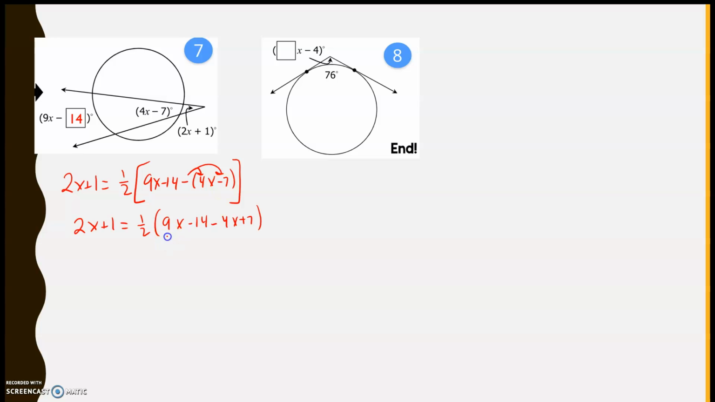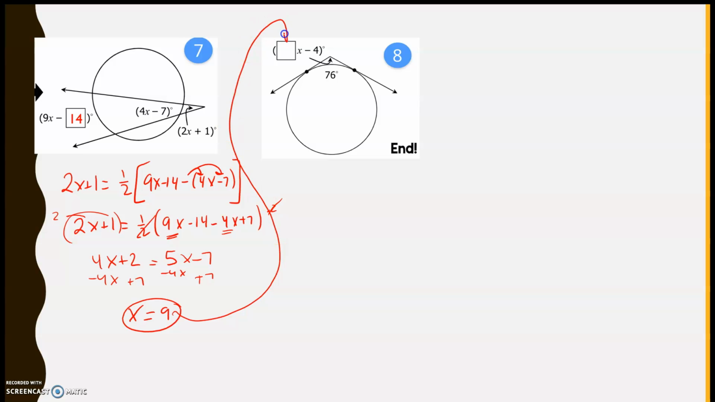And here, combining like terms, 9x minus 4x is going to give me 5x, and negative 14 and positive 7 is negative 7. I'm going to multiply this side here by 2 to get rid of this half, and so I have to multiply this side by 2. So I'm going to get this side to be 4x plus 2 once I distribute here. I'm going to subtract 4x from both sides, and add 7 to both sides. So I get x is equal to 9. That 9 is going to go into my spot right here. And that's all you had to do if you wanted to solve this.